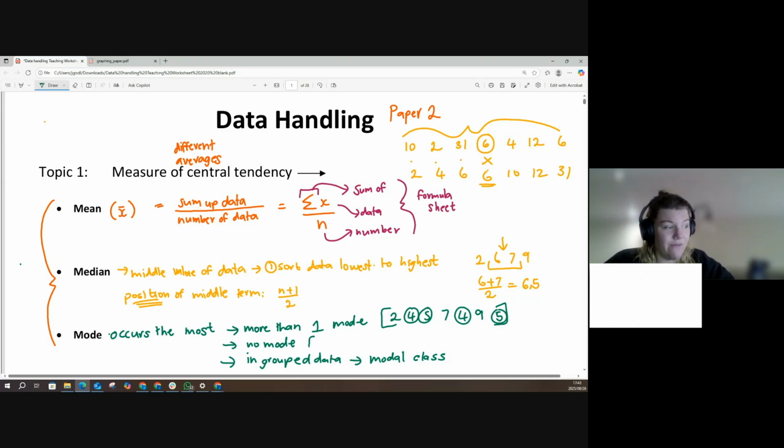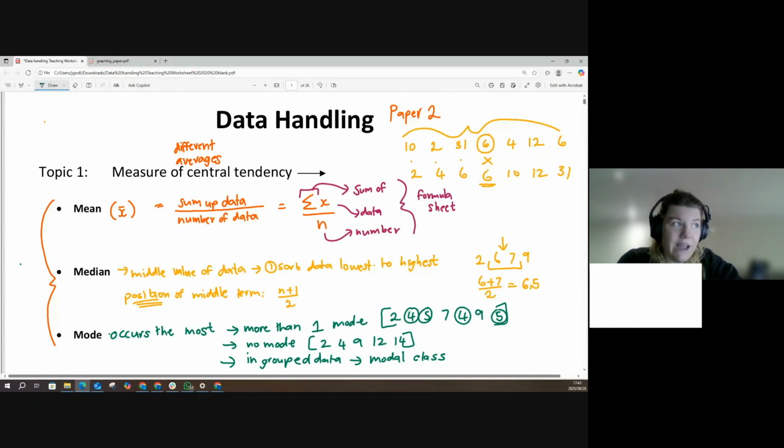I could have no modes. So if I had like 2, 4, 9, 12, 14, there's no number that occurs more than once, so I have no mode. And in group data, that's something we are going to look at just now.